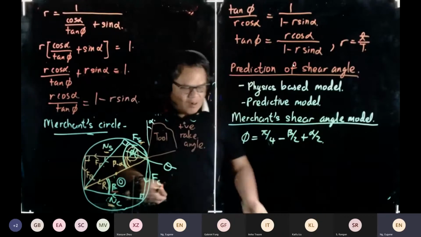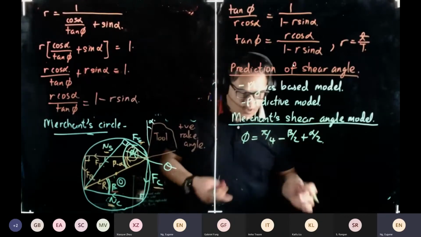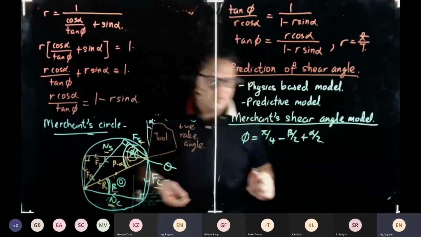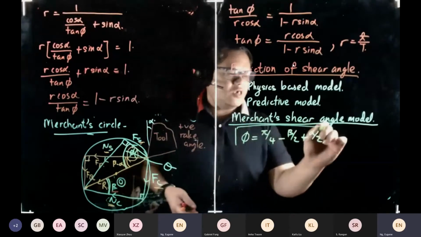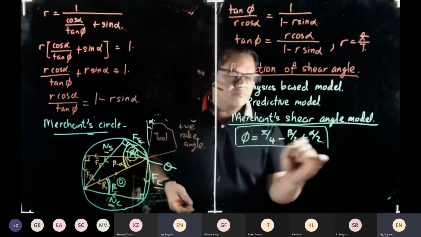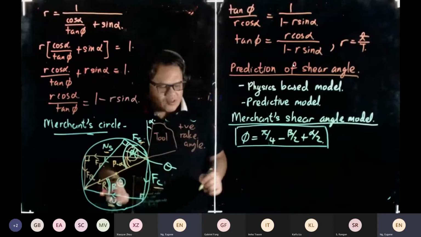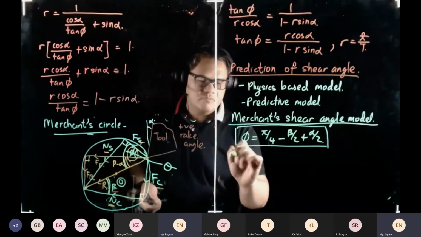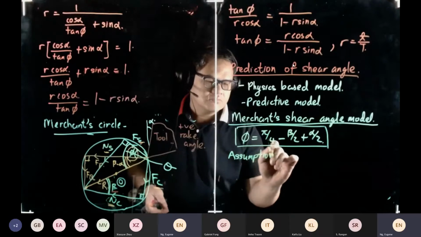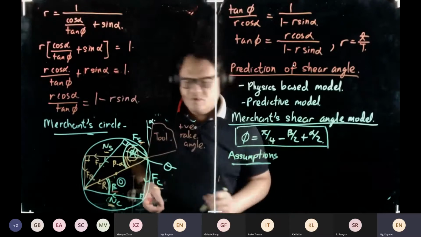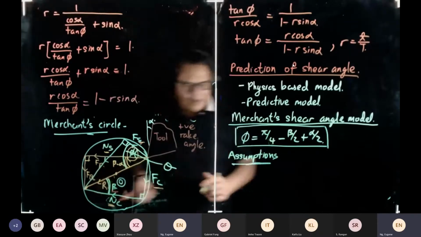Okay. So now, how did he get this relationship? I'm going to show you how he acquired such a relationship. Let's look at the assumptions that he made. In any model, you need to know what they assume.